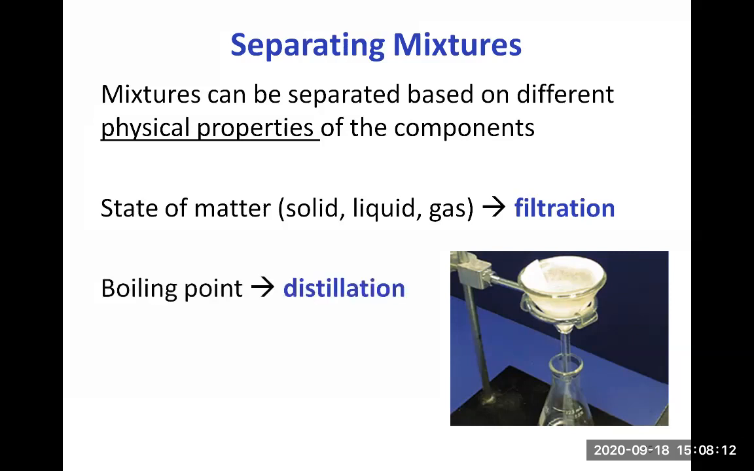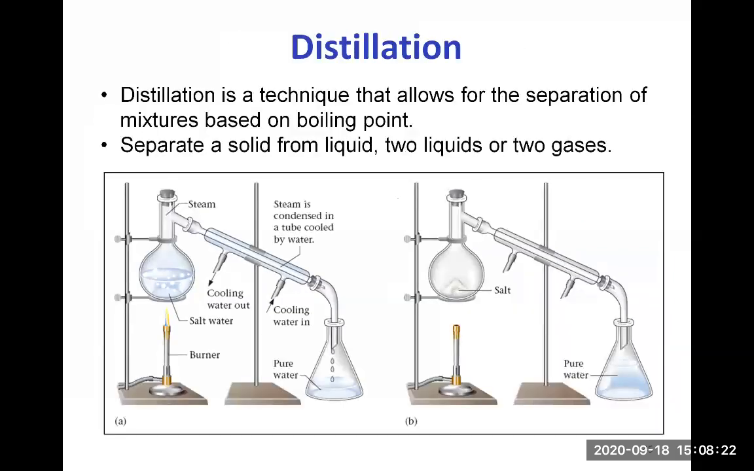If you are using the physical property of boiling point, you can separate substances by using the technique of distillation. Distillation is a technique that allows the separation of mixtures based on boiling point. So you use the fact that your substances have different boiling points. If we look at the left schematic here, you have the round flask that contains the mixture, and here it's salt water. We want to separate the salt from the water.